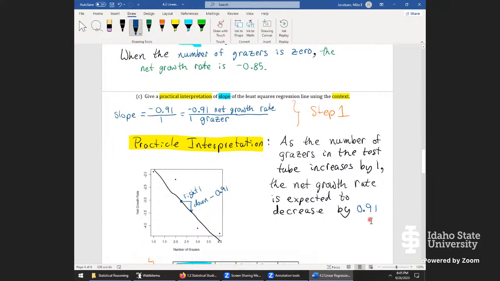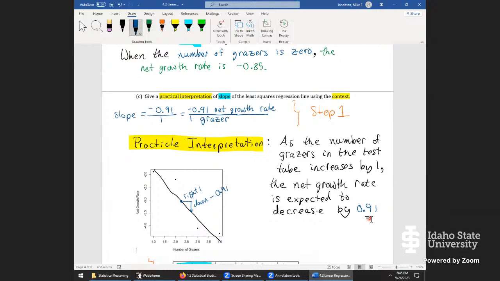Now notice I put in 0.91 without the negative sign, and that's because I already mentioned negative right here when I said decreased. If I said decreased by negative 0.91, that's double negation. You're saying it's actually increasing. So writing it out in words is a little bit weird because of those issues there.